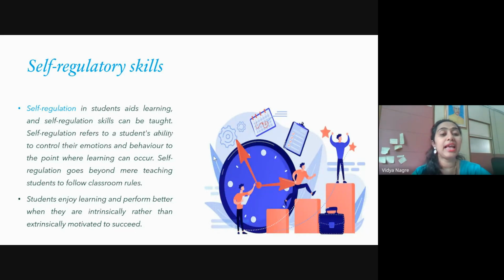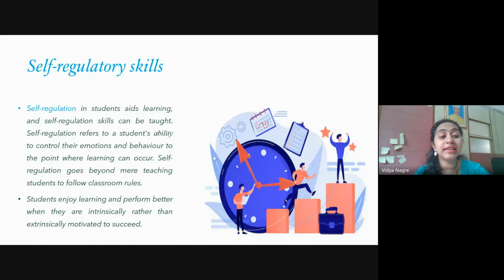Self-regulation helps them enhance their abilities, especially the regulation of emotions here. Now, self-regulation in students aids learning, and self-regulation skills can be taught. They are not inborn skills. As a teacher, we are the experts. We are more experienced, so we can always give good and correct feedback to the students, so they will get very good guidance at the right time. Self-regulation refers to the students' ability to control their emotions.